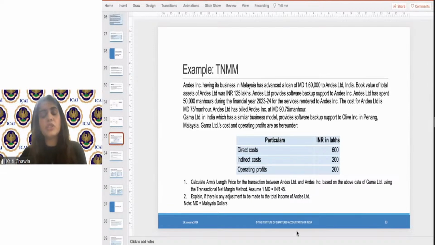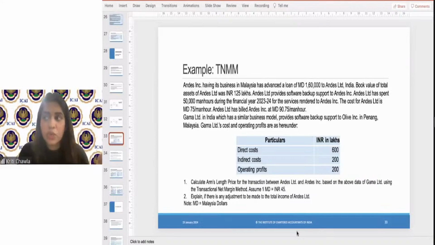So I have a question on the chat box that in case of manufacturing companies, we use cost plus method, then why TNMM method? What happens is, as they say, that methods are very specific. They say to the facts and circumstances. When I say facts and circumstances, what happens in a lot of situations is that the direct and the indirect cost of production are not available.